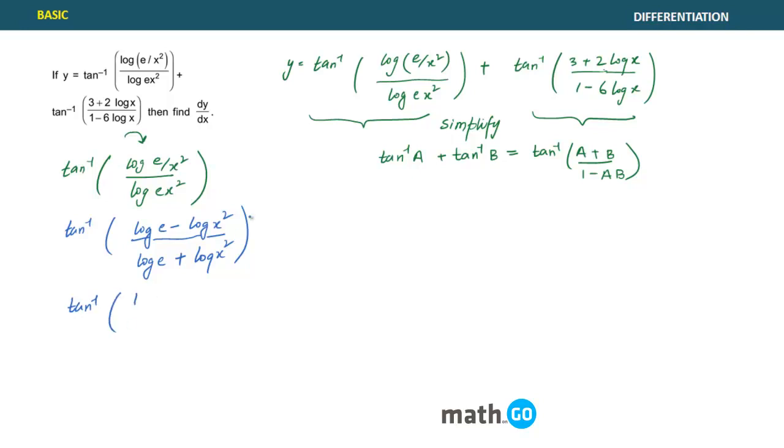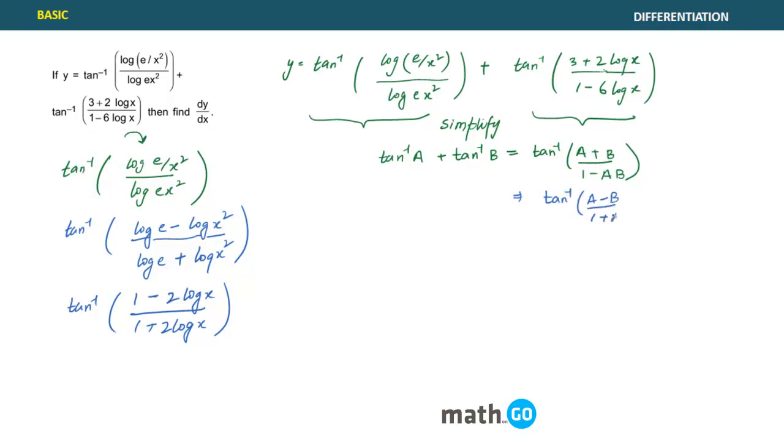And what can we say about log e? Log e is 1. This 2 will come outside. I can say 1 minus 2 log x, and the denominator will become 1 plus 2 log x, right? Now if you can see what formula it would be. If I say this is the formula here, can I say that tan inverse of a minus b?